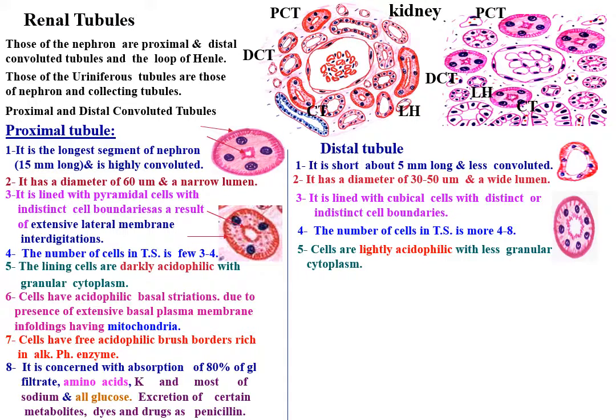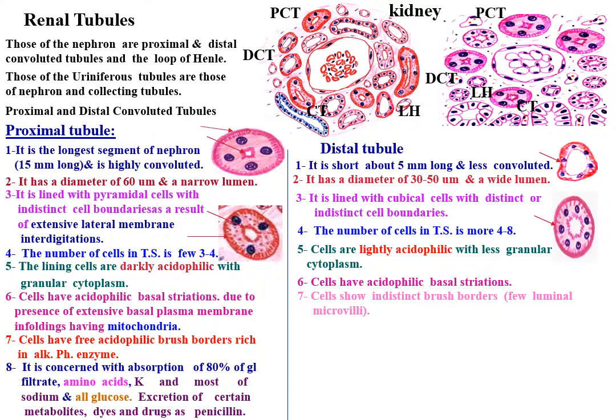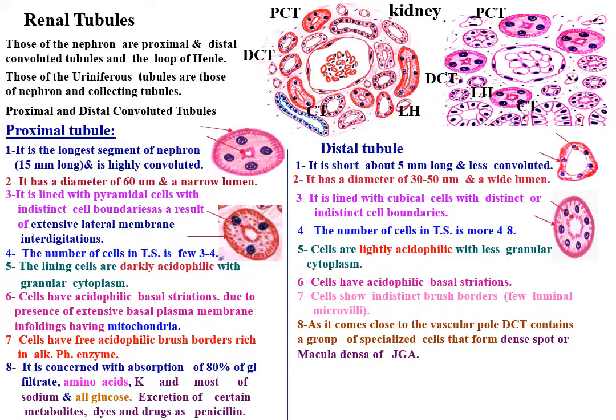Cells are lightly acidophilic with less granular cytoplasm. The cells have acidophilic basal striations due to the presence of extensive basal plasma membrane infoldings having mitochondria. Cells show indistinct brush borders as a result of few luminal microvilli. As it comes close to the vascular pole, distal convoluted tubule contains a group of specialized cells that form the dense spot or macula densa of the juxtaglomerular apparatus.